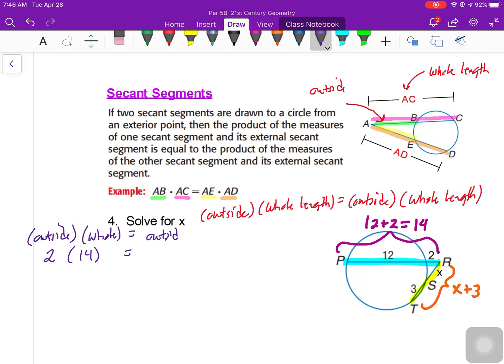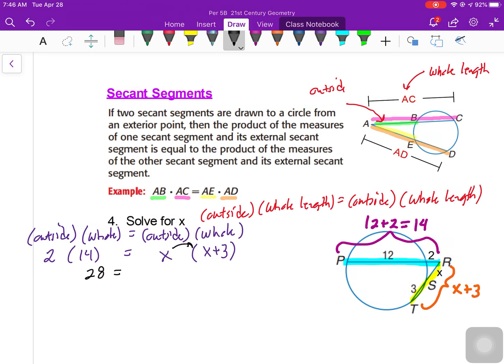And now on the yellow one, the outside is our x, and our whole length would be x plus 3. And that's the setup, and that's what we would have to solve. Let's go ahead and solve that.